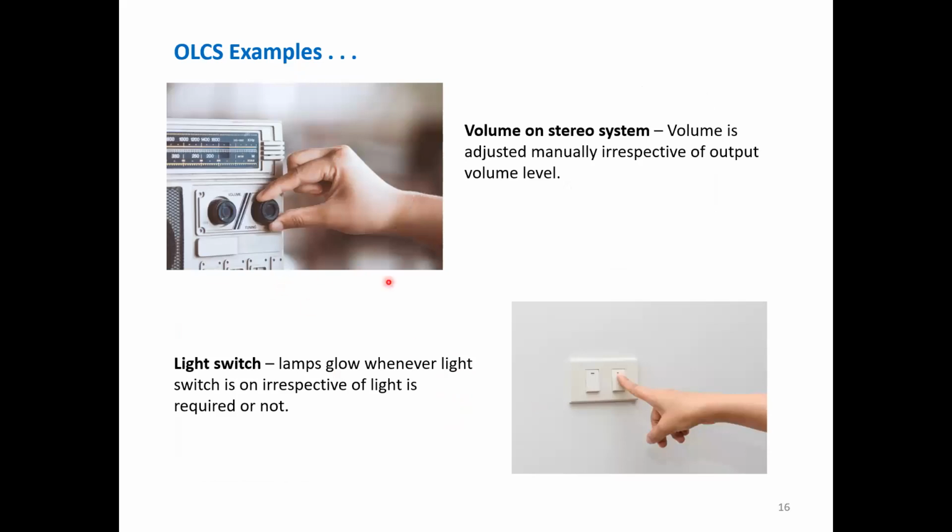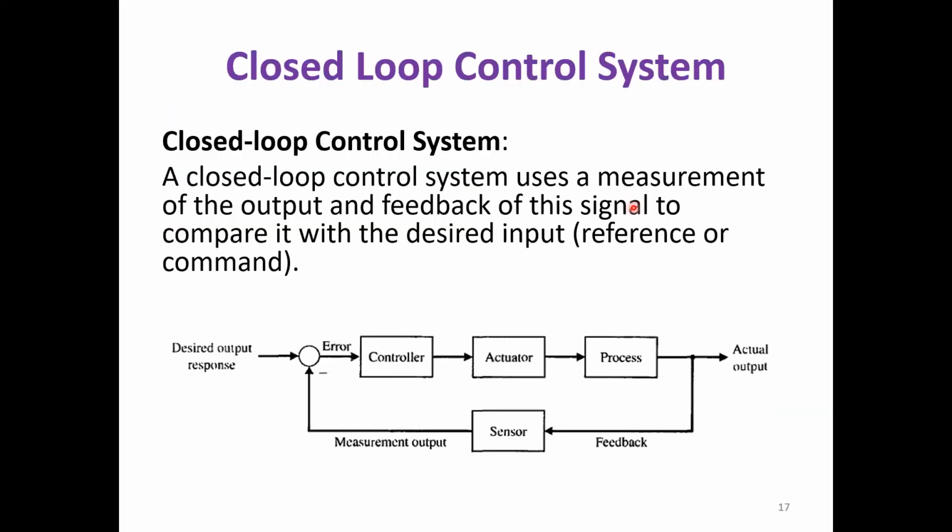Okay, a few more examples. Volume on a stereo system. Volume is adjusted manually irrespective of the output volume level, so you have to manually change the volume. This is another open loop system. Or a light switch. You have to push the switch to make it on. These are the examples.